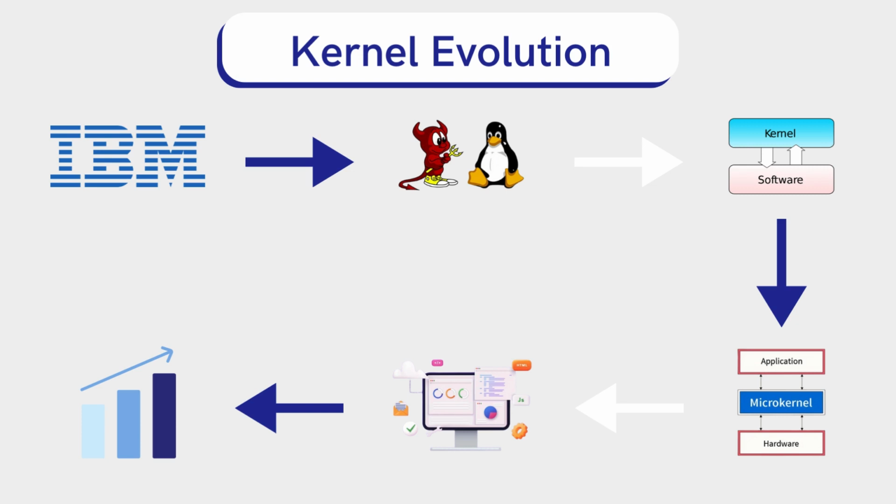BSD and Linux. In the 1980s, other versions of Unix like BSD made it better. In 1991, a person named Linus Torvalds made Linux. It was like Unix but different. It became very popular.